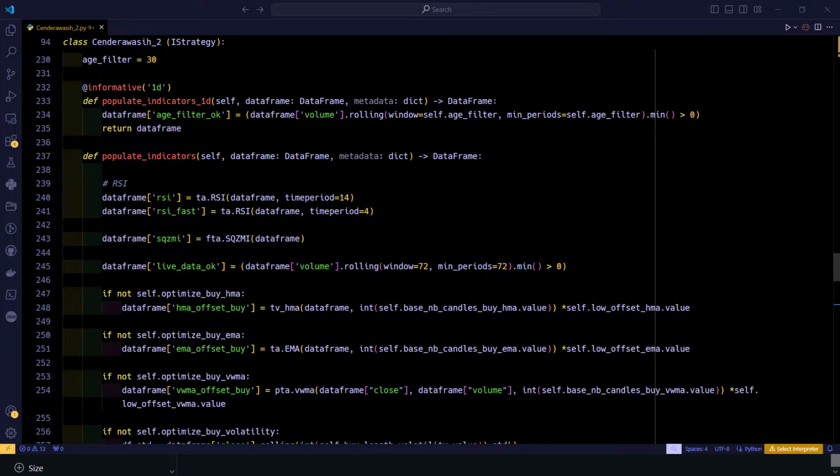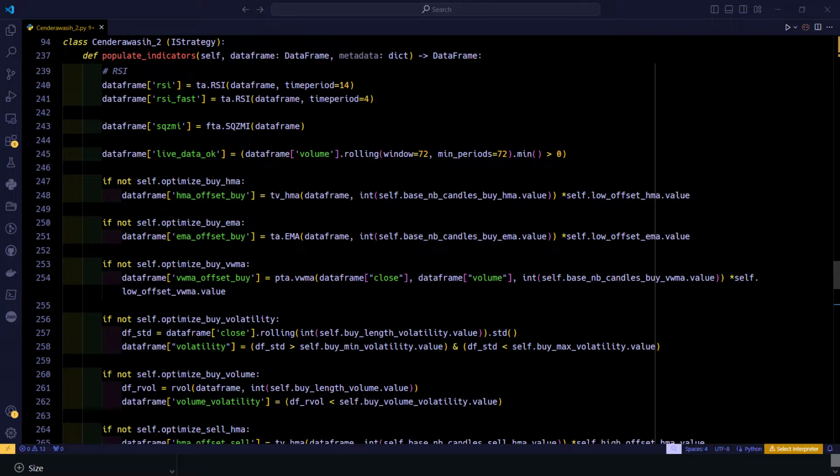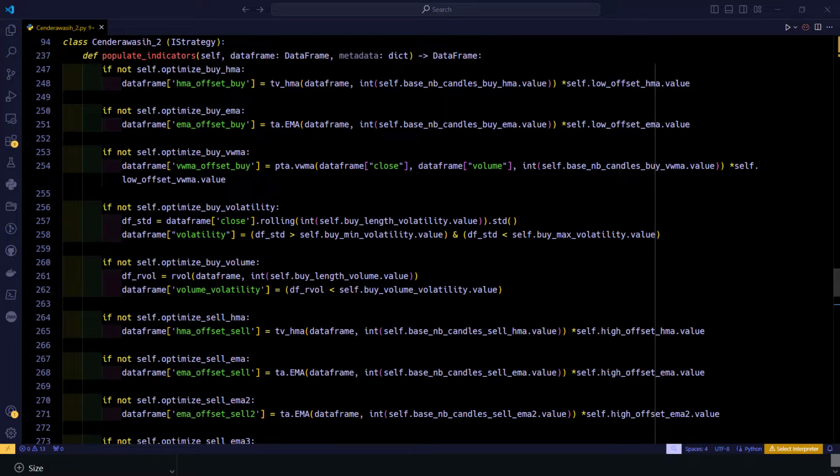Now, other indicators used in this algo are the RSI and the squeeze momentum indicator from the Finta library. So be sure to have that library installed also before using this algorithm. Then there is also this nifty live data check that ensures that there is sufficient volume data by checking that the minimum volume over the past 72 periods is greater than zero, implying that the data is live or at least recent. Next, there is a section that calculates various moving averages with specific offsets. These are used to smooth out price data and identify potential buy or sell signals, and you can always look into each of these by yourself if you want.